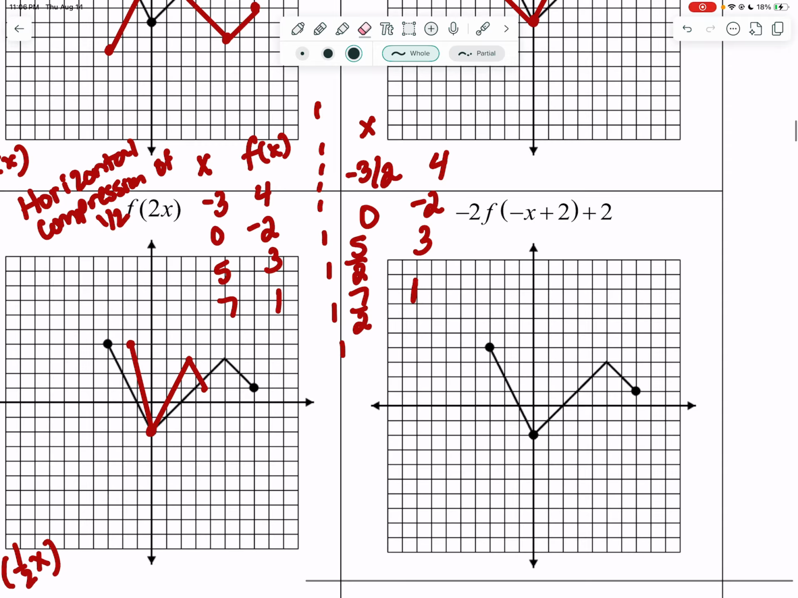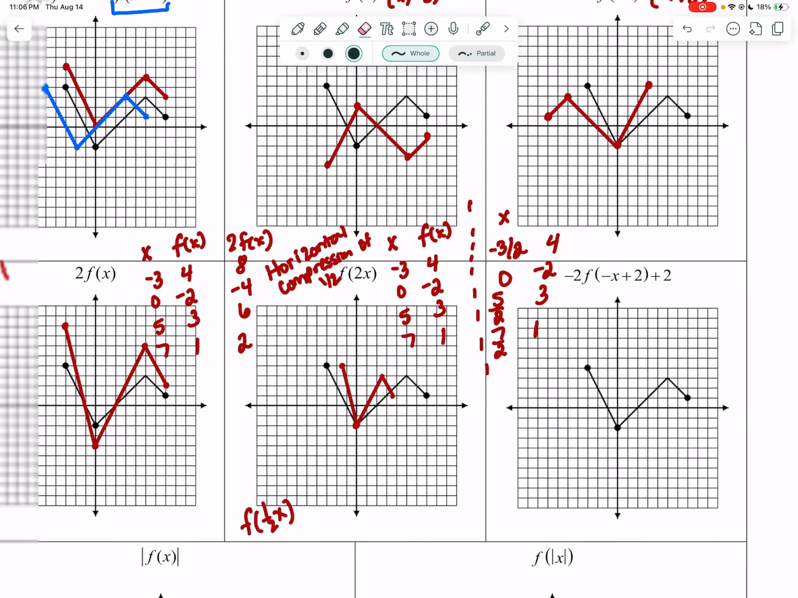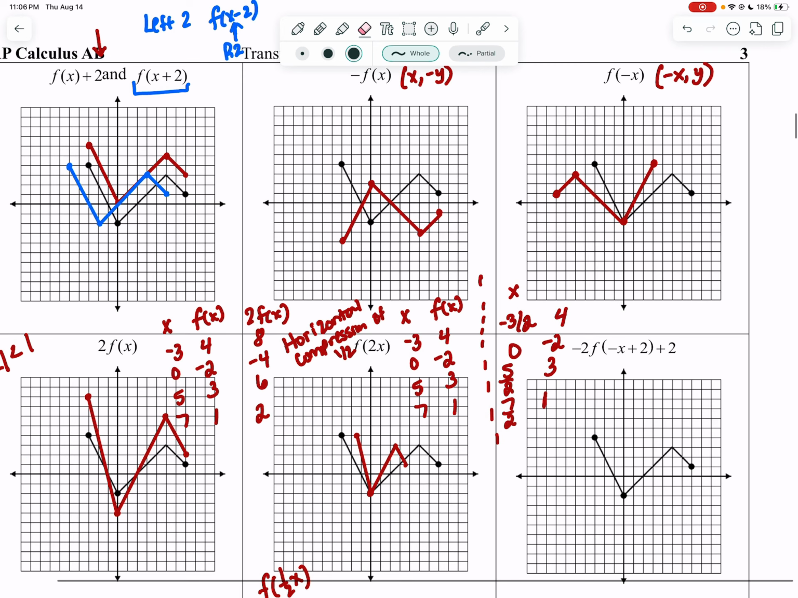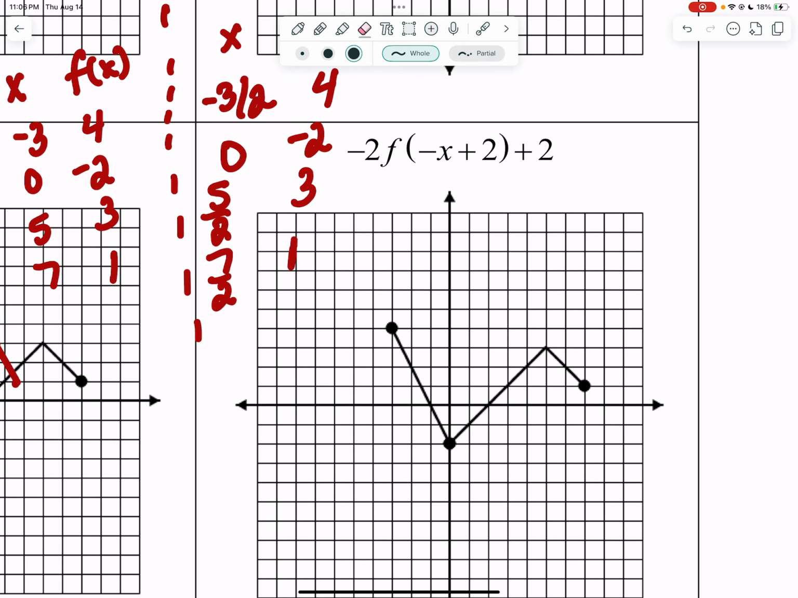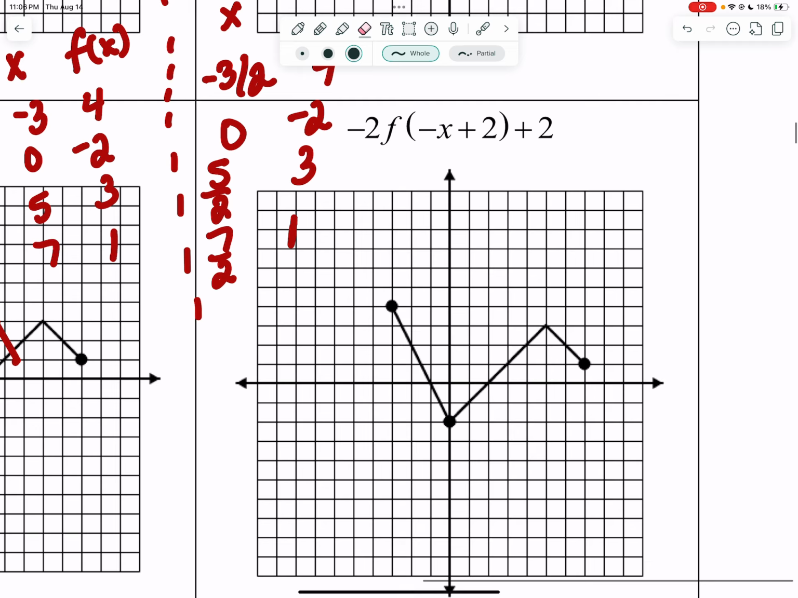All right, so those 5 graphs right here were kind of easy peasy lemon squeezy because it only dealt with one transformation. Whereas for number 6 here, we are going to be dealing with multiple transformations because we have a negative here, we have a 2 here, we have a negative here, we have a 2 here, and we have a 2 here. So whenever we have multiple transformations, I always like going from left to right, thinking about what's going on and doing the transformations from left to right.